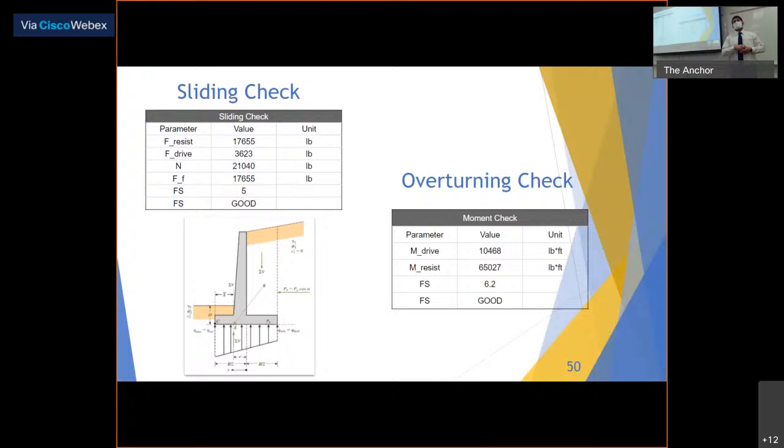For this calculation, we came up with our factor of safety of about 6.2 for our moment. And for that, we have it greater than 1.5, which was good for our design. And finally, we had the middle one-third and bearing capacity check.